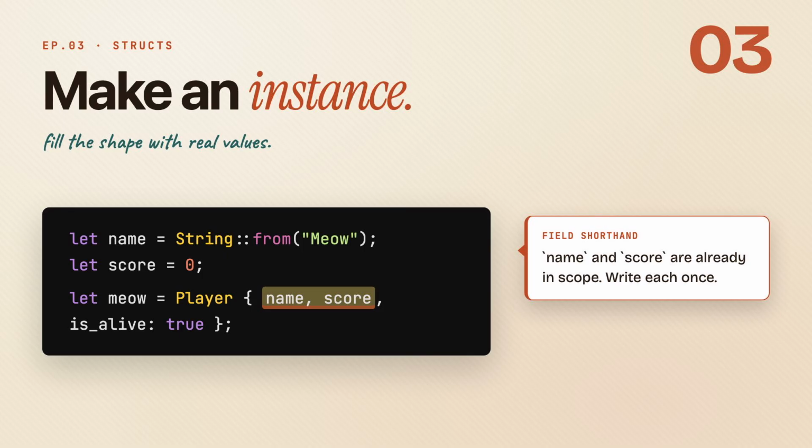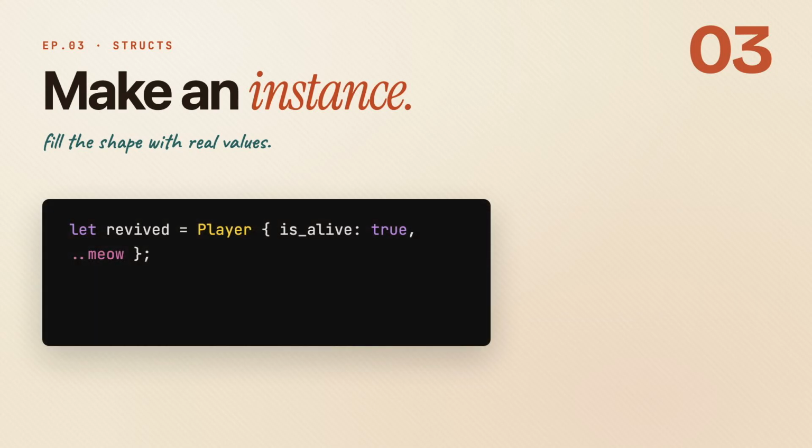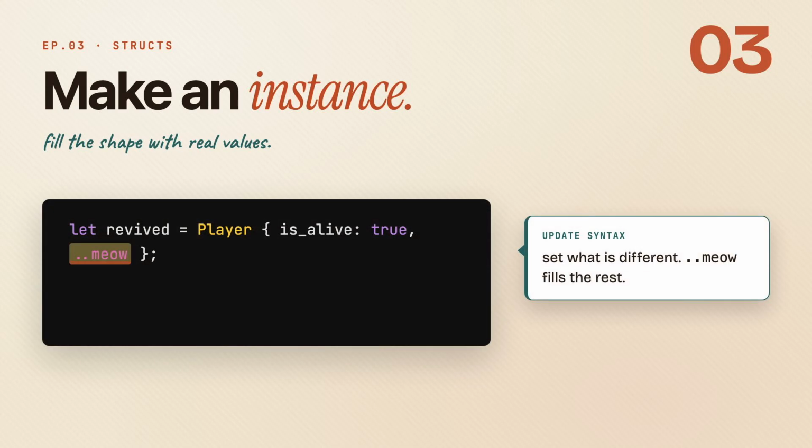When a local variable already has the field's name, write it once. Name maps to name. Score maps to score. Same value, less noise. This is field shorthand.